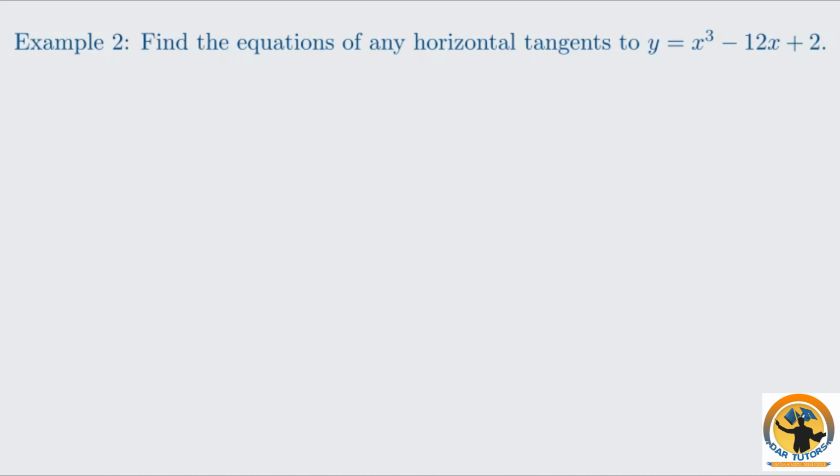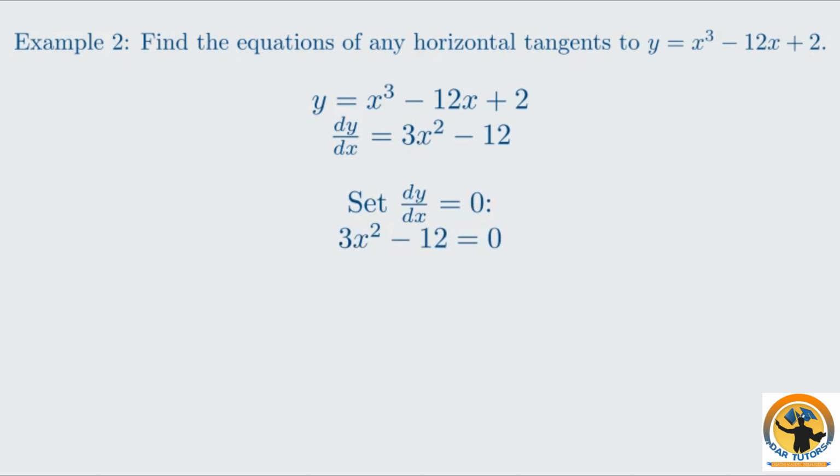First, we find the derivative, dy by dx. The derivative of x cubed minus 12x plus 2 is 3x squared minus 12. Next, we set the derivative equal to 0 and solve for x. We have 3x squared minus 12 equals 0.